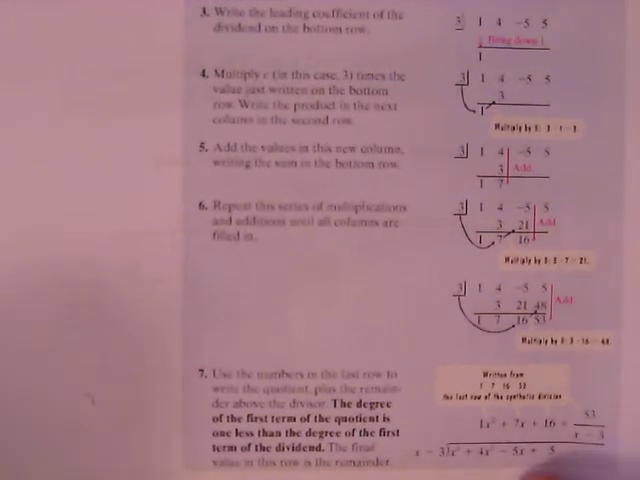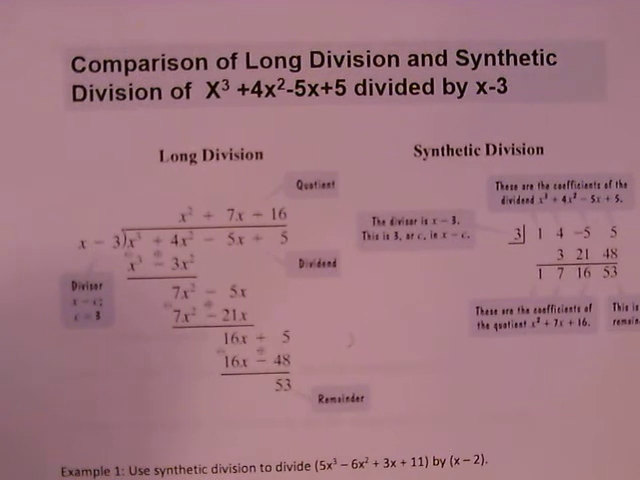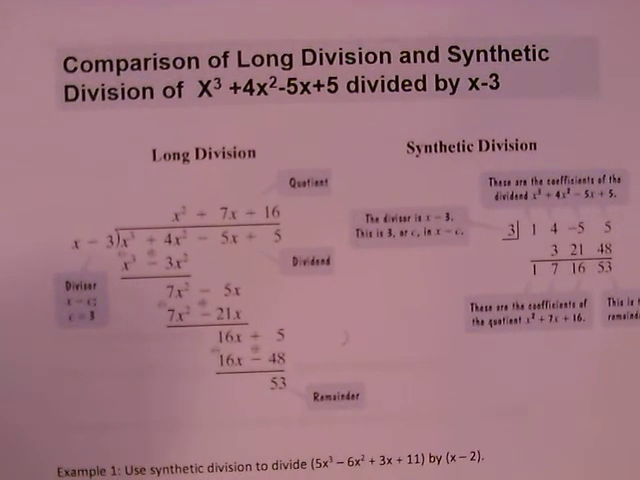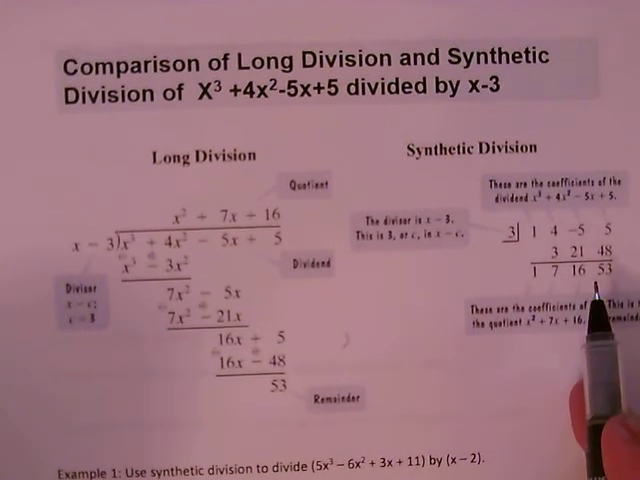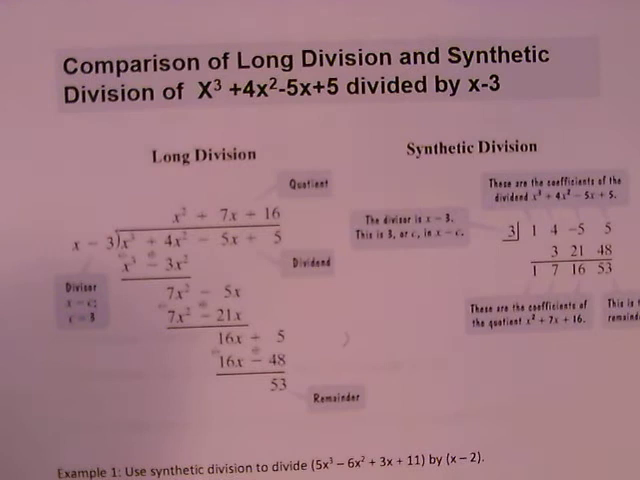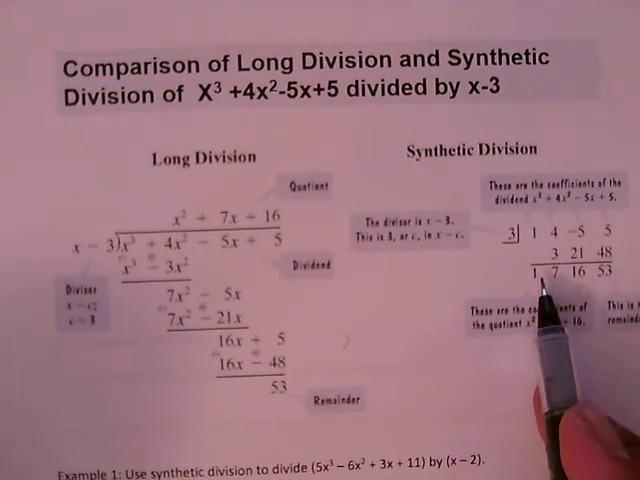Okay, now, on the next page, you're going to see a comparison of long division with synthetic division. You can obviously see that doing the synthetic division process is much easier this way than if you were to do it with long division. But you have to know that the last number in the last row represents the remainder, and the other numbers are going to be the quotient.